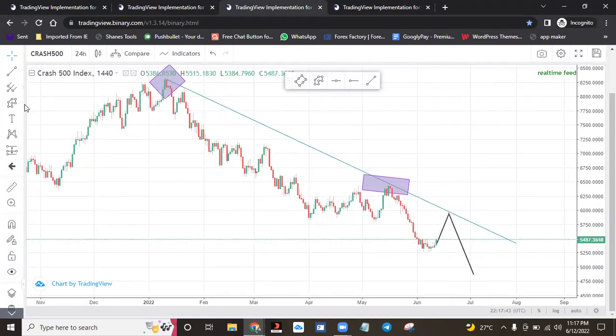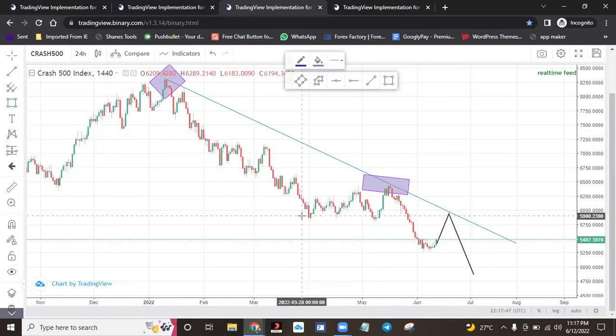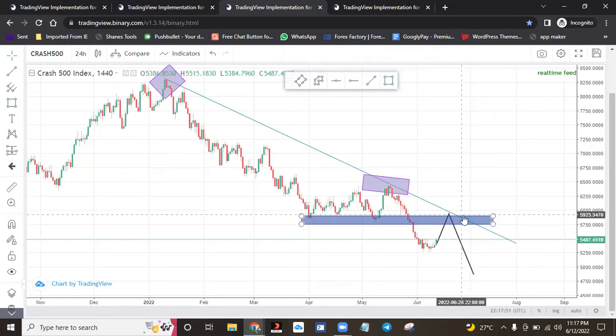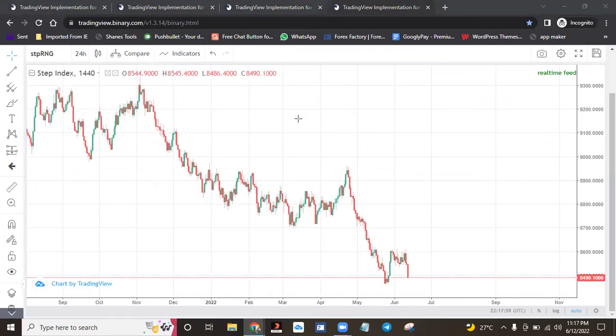Heading to the horizontal line, or probably heading somewhere around here. That's still the same zone, okay? So that's what Crash 500 has got installed for us this week. And then finally, let's look at Step Index.